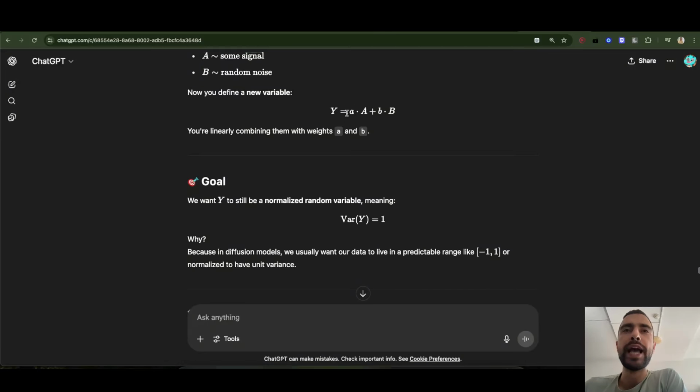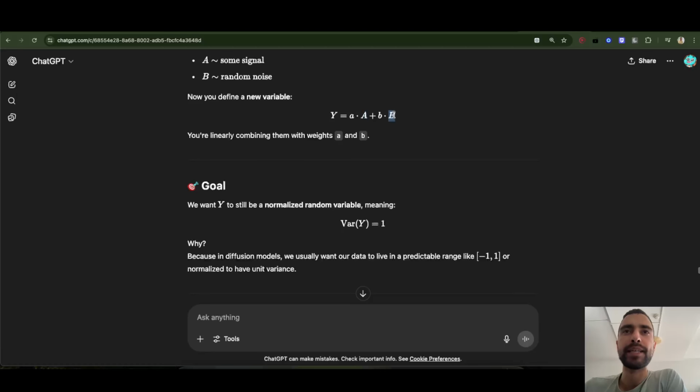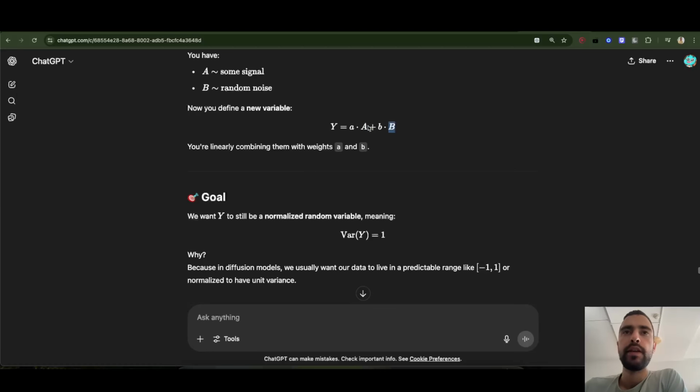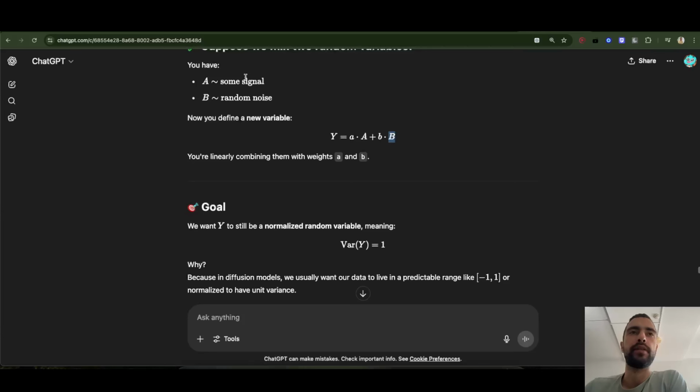So we actually know that A plus B is equal to 1. Because as you remember before, we defined signal and noise, and when they add up, we get the whole image. So the whole image is composed of the noise part and the clean part. A plus B is 1, the whole image. So we are adding this weight and this weight. So how do we choose the weights here and here, so that the variance of this is 1?